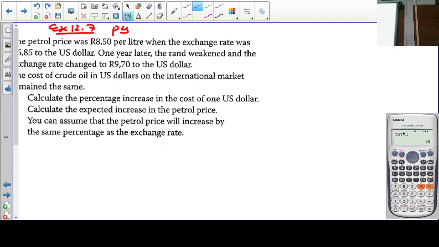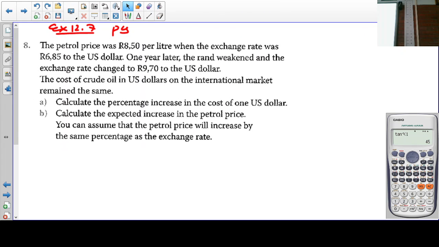It's on page 279. So it's exercise 12.7 on page 279, number 8. Okay. We are told that the petrol price was 8 Rand 50 per litre when the exchange rate was 6 Rand 85 cents to the US dollar. 1 year later, the Rand weakened and the exchange rate changed to 9 Rand 70 to the US dollar. The cost of crude oil in US dollars on the international market remained the same. Okay? There are no other variations in your calculation.